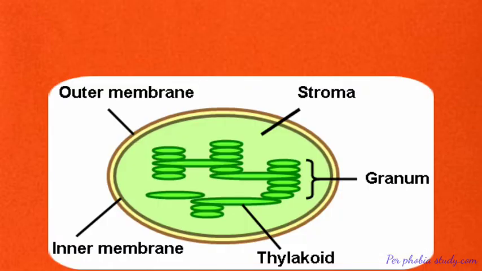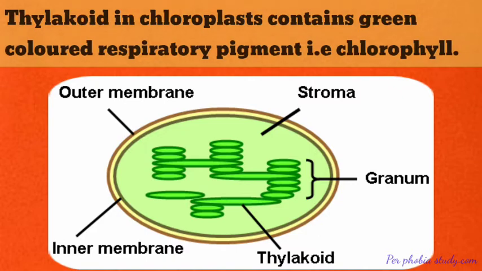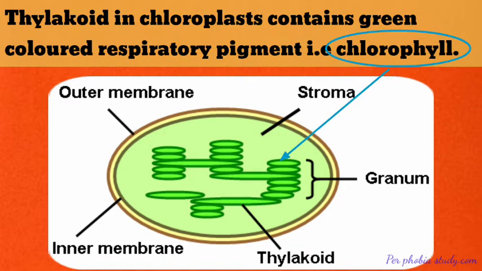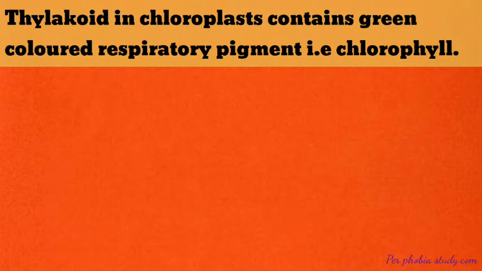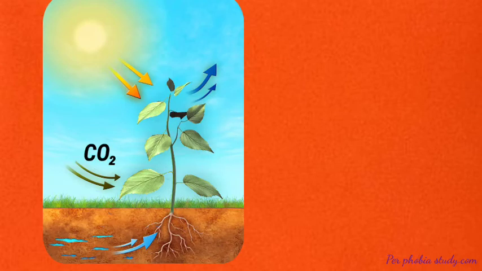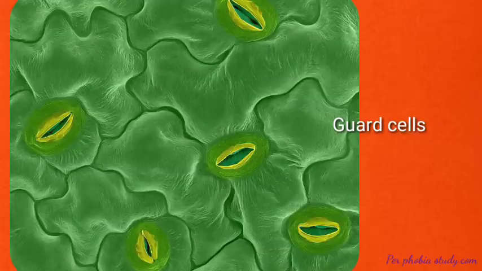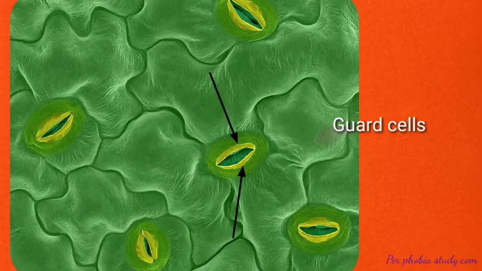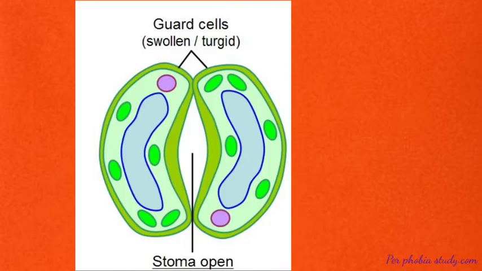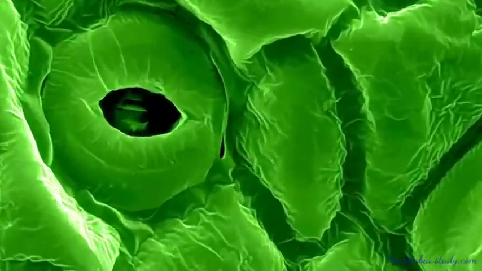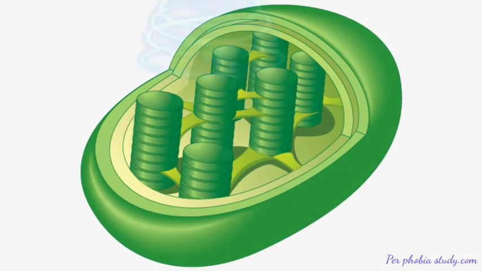You all know that chloroplasts contain green colored pigment called chlorophyll, which absorbs this sunlight, and after that plants take CO2 from the atmosphere. And when this CO2 reaches the leaf surface, the guard cells, which are present in the upper surface, swell and make the stomata open for intaking the carbon dioxide. This carbon dioxide too goes to the chloroplasts.